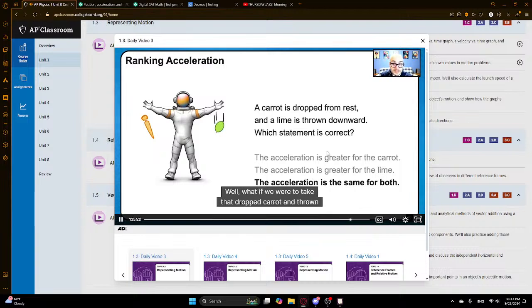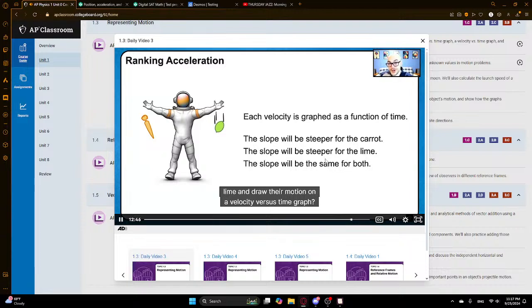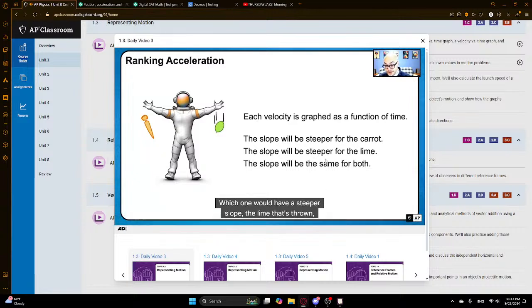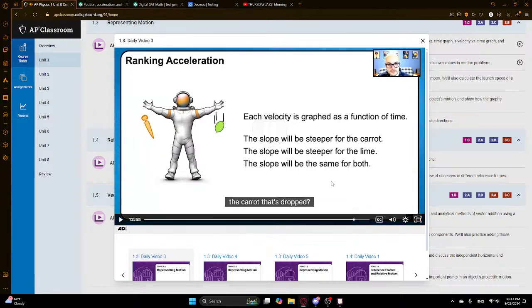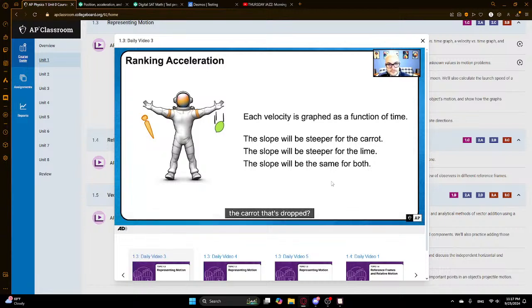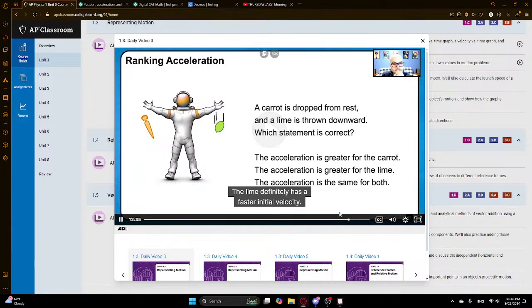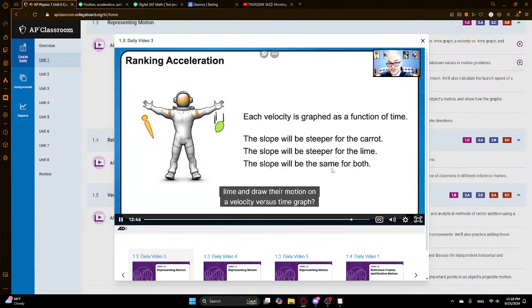Well, what if we were to take that dropped carrot and thrown lime and draw their motion on a velocity versus time graph? Which one would have a steeper slope, the lime that's thrown or the carrot that's dropped? What's he asking? Steeper slope, lime that's thrown, or carrot that's dropped. I have no idea, bro.